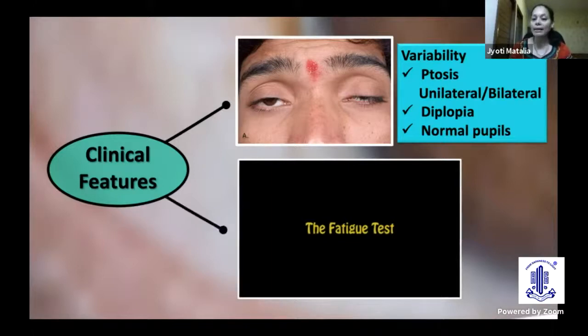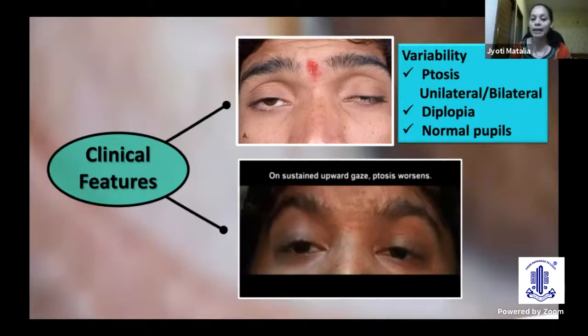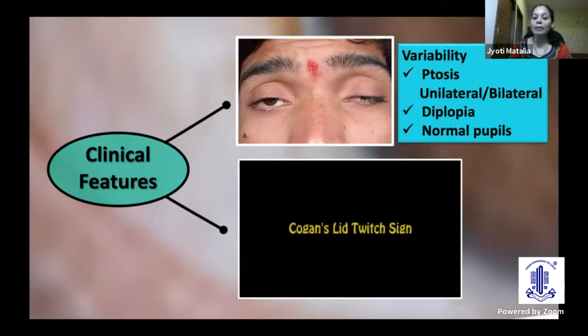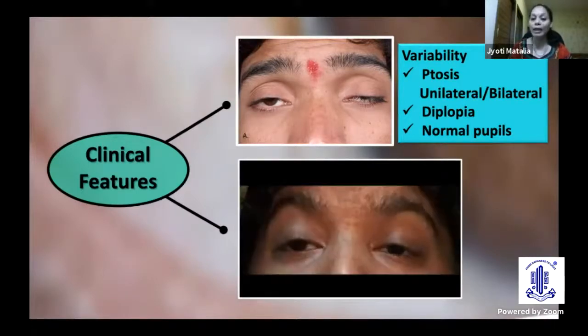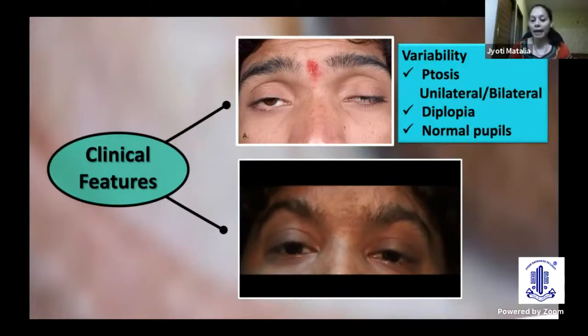Then the important test, that is the fatigue test, where when you ask the patient to look upwards, a sustained up gaze will cause the ptosis to worsen. And then the pathognomonic test, the Cogan's lid twitch test, which means if you make the patient look from down gaze to up gaze, you'll see the sudden twitch that tends to happen in the eyes.